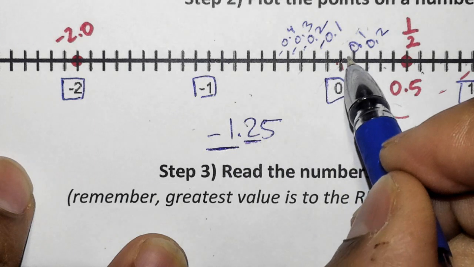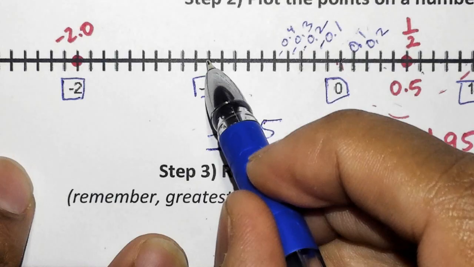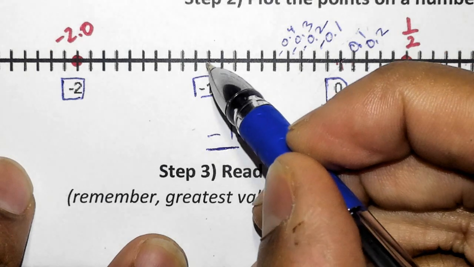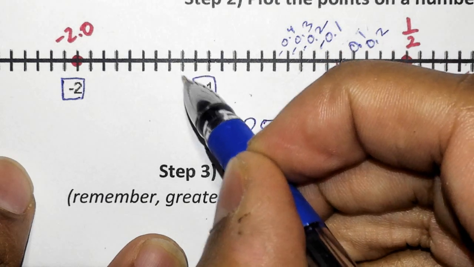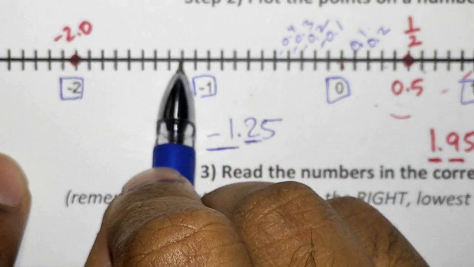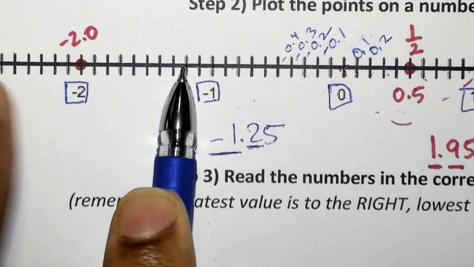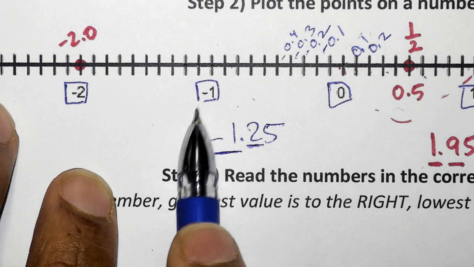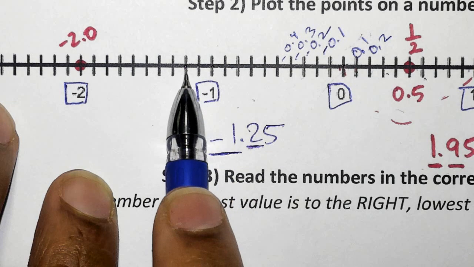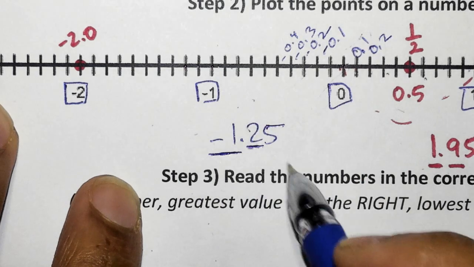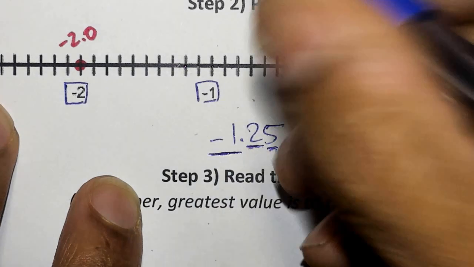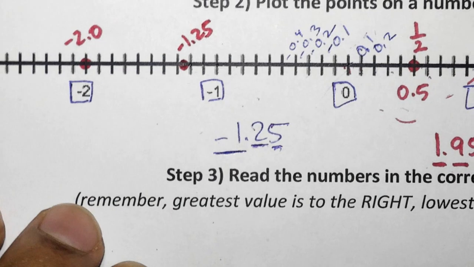So from 0, we go to the left 1 space because it's negative. Then I go 2 tenths. So I jump 1, then 2 tenths. After we get to 2, again, we jump to negative 1, then we go 1 tenth, 2 tenths. 5 hundredths is about halfway there. So right there is negative 1 and 25 hundredths.